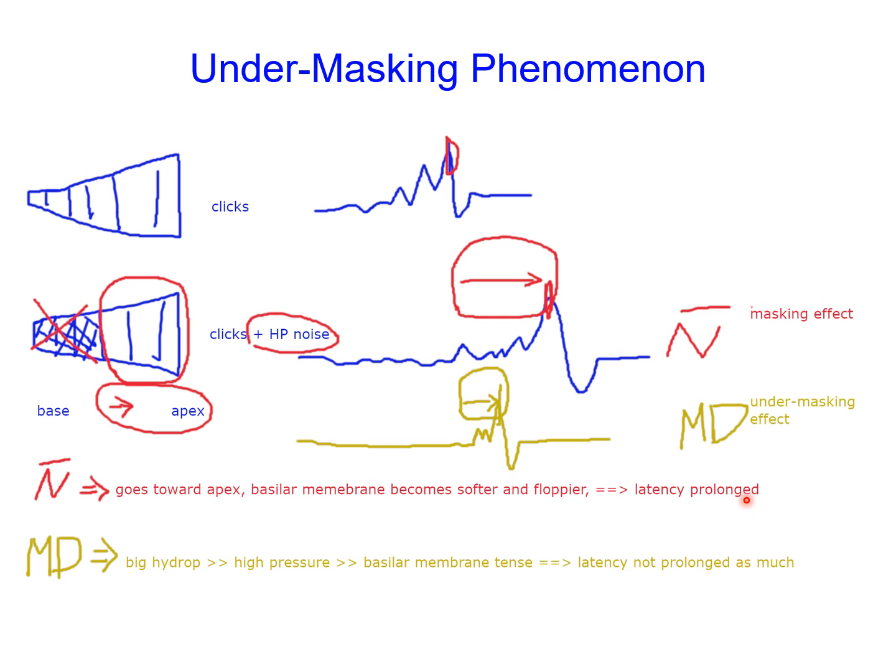We marked it in red. For under-masking effect, that is in patients with Meniere's disease, there is big endolymphatic hydrops in the ear and high pressure in the endolymph. As a result, the basilar membrane becomes tense. As a result, the ABR latency is not prolonged as much as we would expect, and that is called under-masking effect.